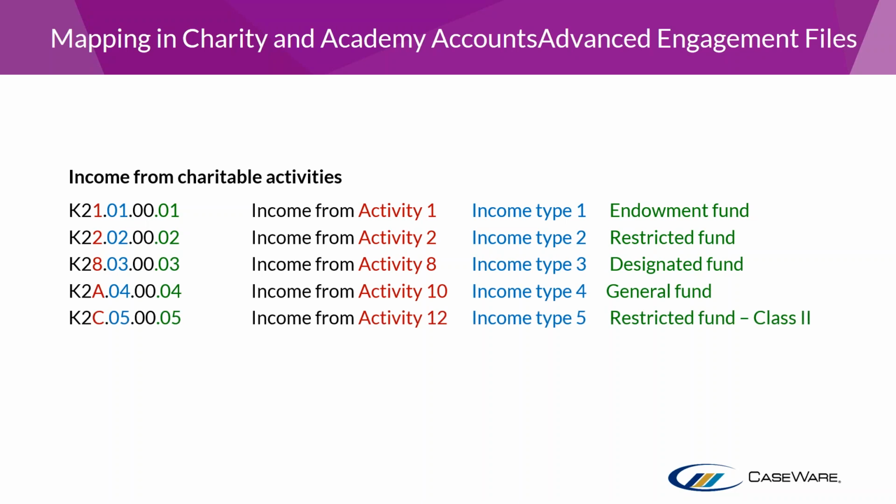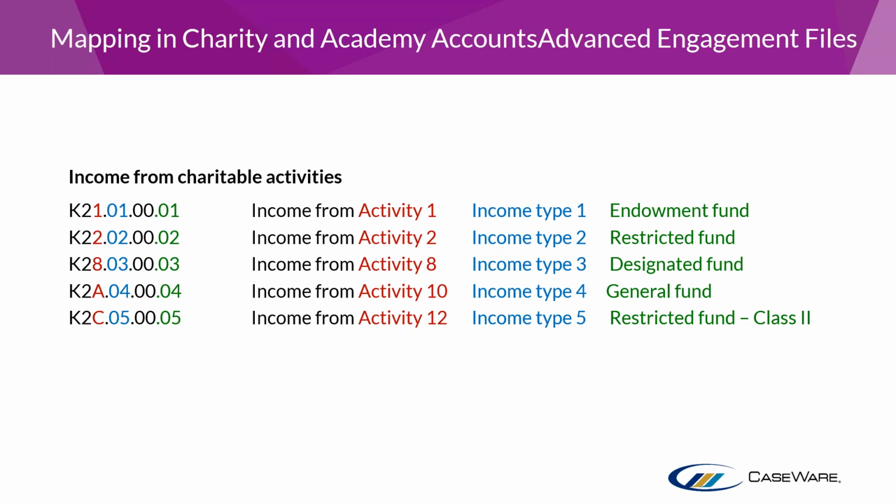In essence, if you have endowment funds, you'll be using 01 as the last pair of numbers in your K and Y map number range. Restricted funds will be using 02 or 05, and unrestricted funds will be using 03 and 04. 03 will be designated funds and 04 will be general funds.